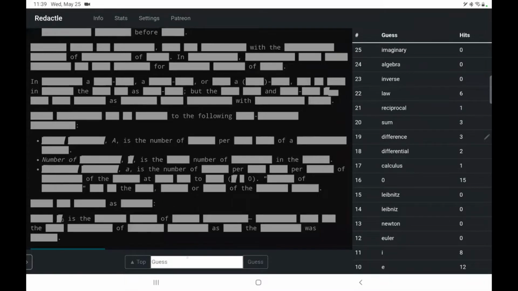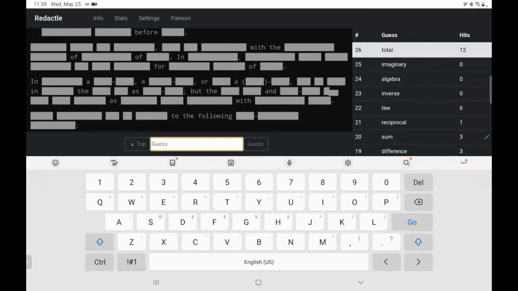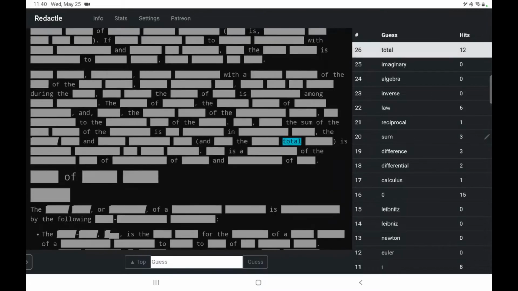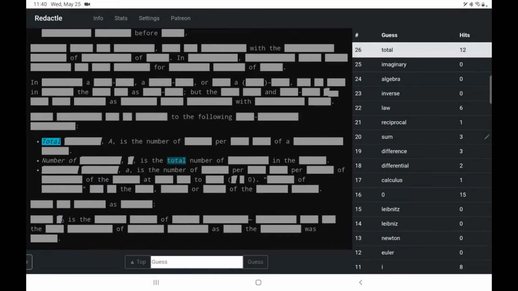We did sum. Did I try total? 12 times? For a something total number of. What could be the word before total there? So total something represented by the letter A is the number of per blank blank of a blank blank.